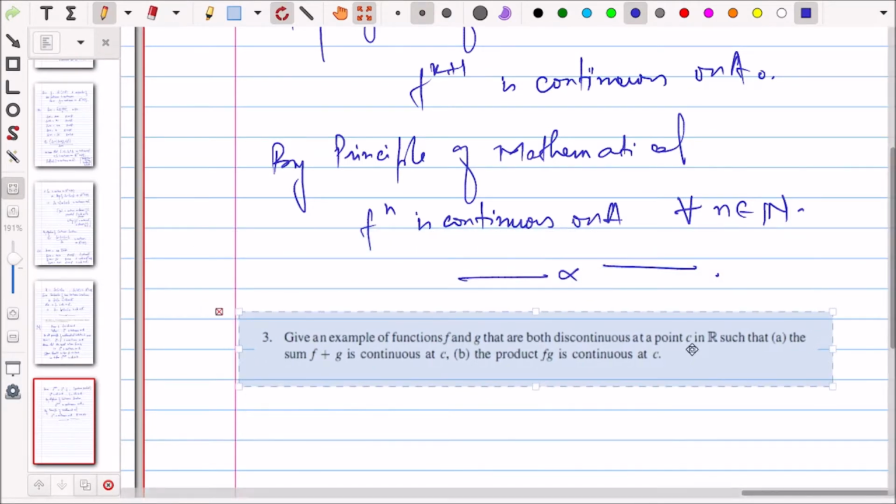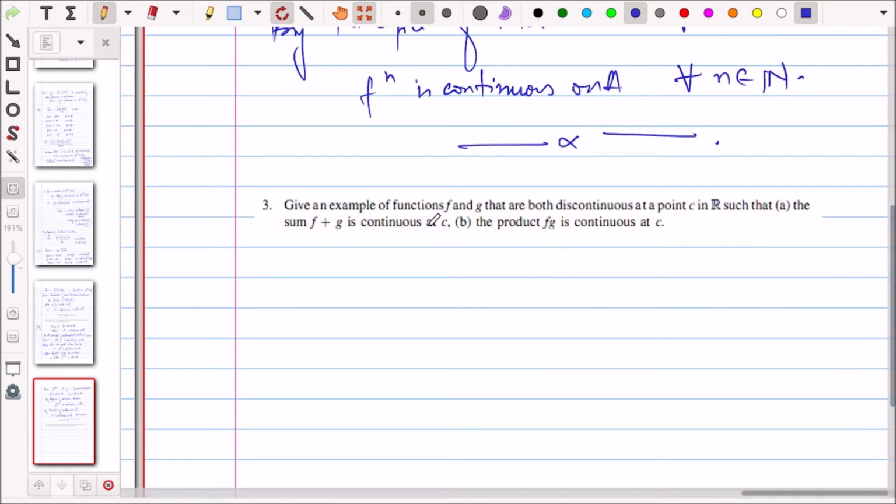In the third question, we are asked to give an example of functions f and g that are both continuous at a point C in R, such that the sum f plus g is continuous at C and the product fg is continuous at C. So we have to define two functions f and g that are both continuous at a point C in R, such that the sum is continuous at C and the product fg is continuous at C.